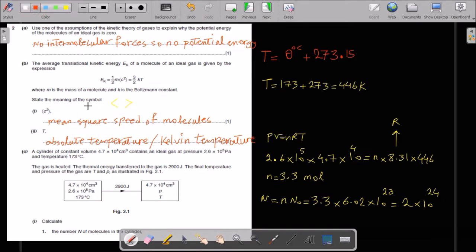n is equal to 3.3 moles. Then you should find the number of molecules. For the number of molecules, you should multiply the number of moles times the Avogadro constant, Avogadro number, which is 6.02 times 10 to the power 23. So the number of molecules will be 2 times 10 to the power 24.